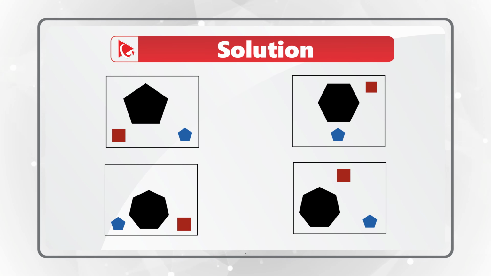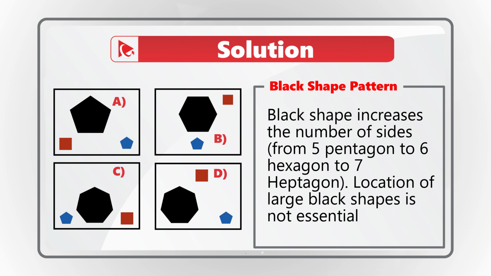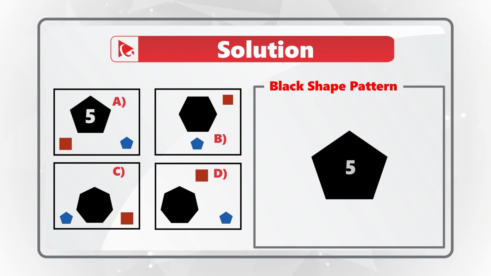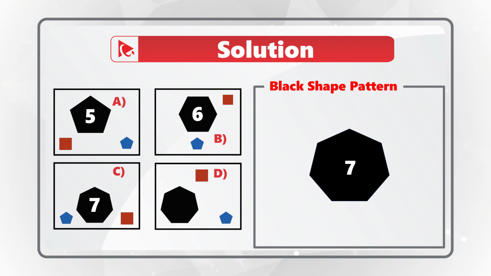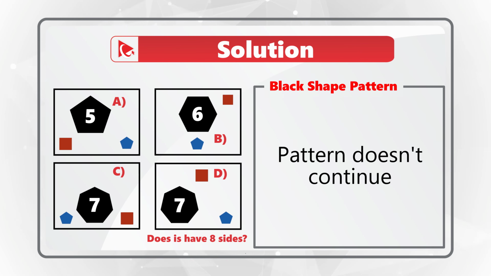If you look closely, you see that there are multiple patterns present here. The first pattern is that there is a large black shape which is surrounded by the square and pentagon. Both square and pentagon are of a different but the same color on all the objects. So the first pattern here is that the black shape increases the number of sides from 5, pentagon, to 6, hexagon, to 7, heptagon, in objects A, B, and C. So if we continue this pattern, we should see the next shape in shape D to have 8 sides, which it does not. So we're already immediately getting the clue that shape D might be different.